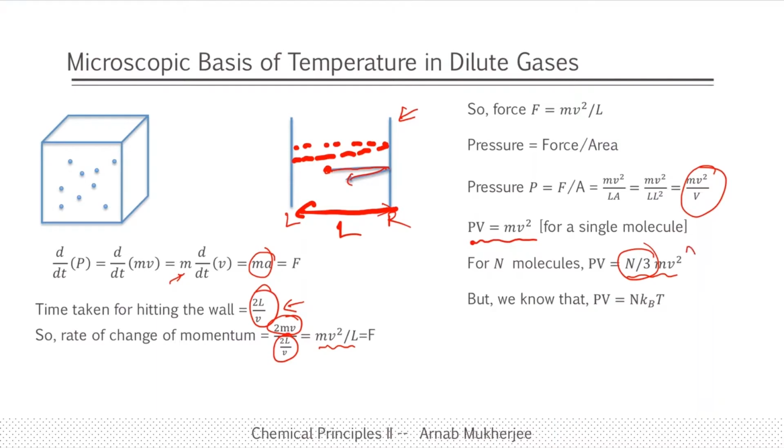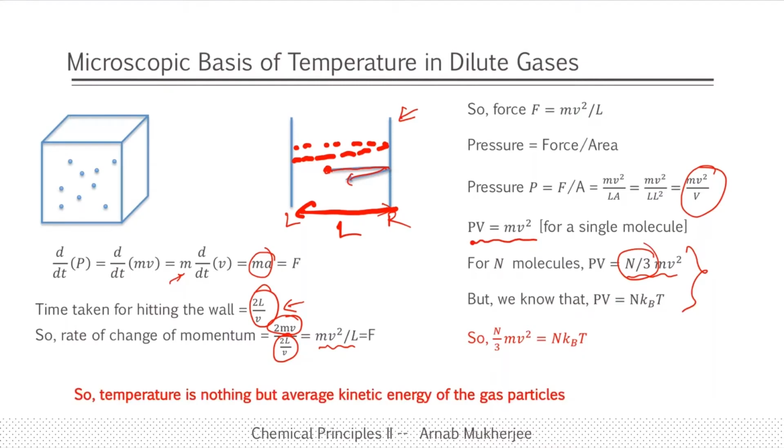So, therefore, equating these two equations, we get N by 3 m v square equal to N k_B T, which means if I cancel N, 1/3 m v square equals k_B T. So, therefore, temperature is nothing but the average kinetic energy of the molecule. Here 1/3 m v square equals k_B T. So, therefore, half m v square is equal to 3/2 k_B T.